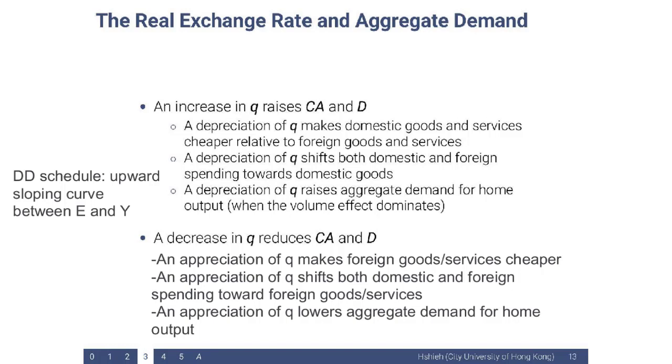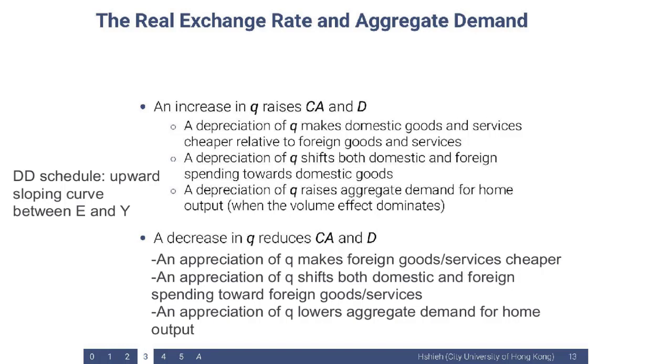So an appreciation of Q makes foreign goods and services cheaper. Yes, that's one way to say it. Another way of saying it is an appreciation of Q shifts both domestic and foreign spending towards foreign goods and services. Right? So in this case, a decrease in Q means, relatively speaking, domestic goods are more expensive. So everyone's moving away from domestic goods towards foreign goods.